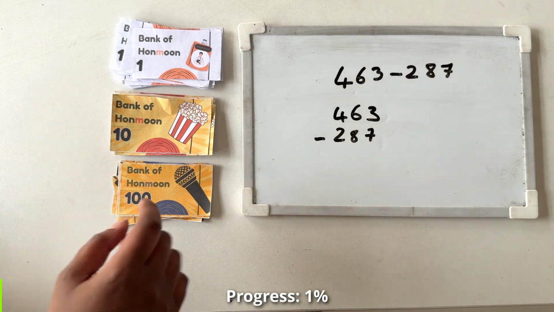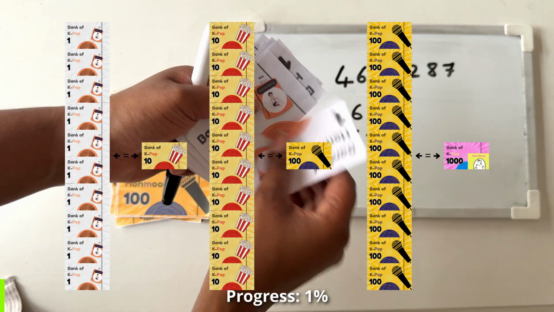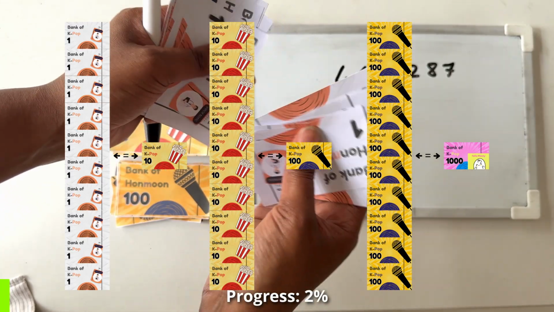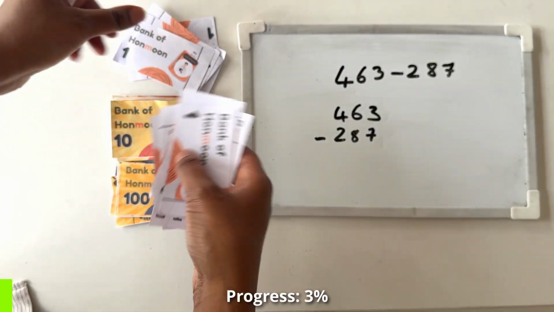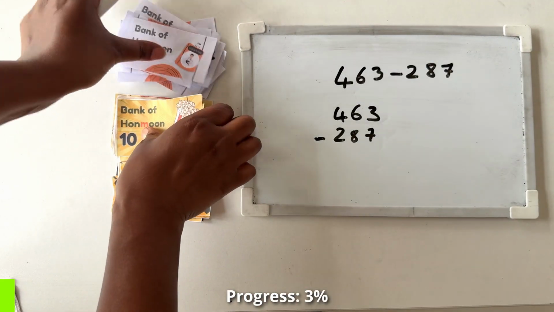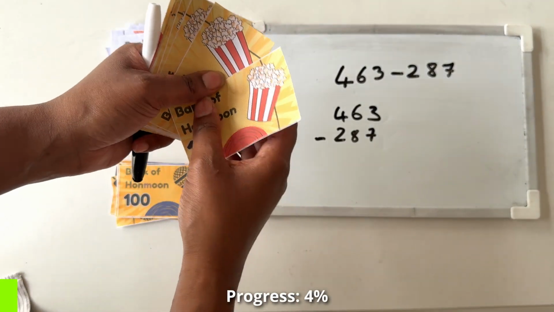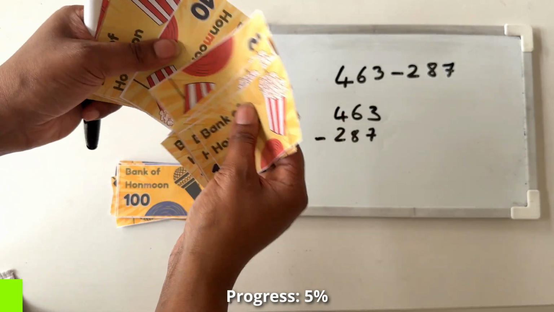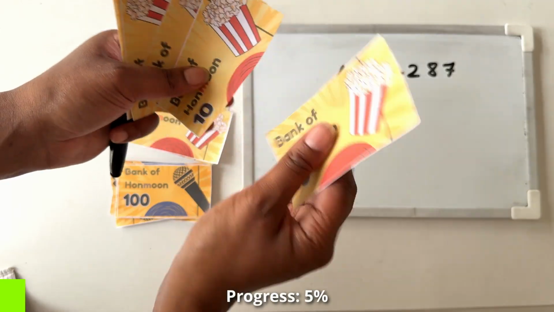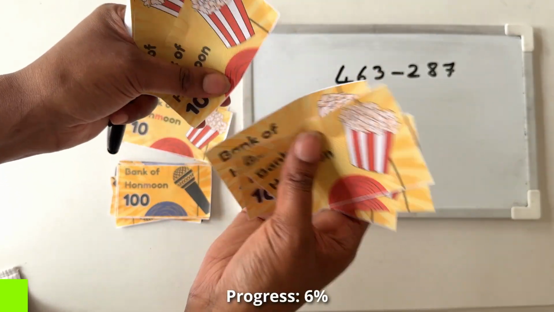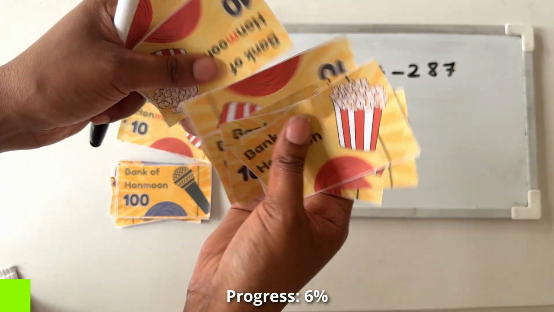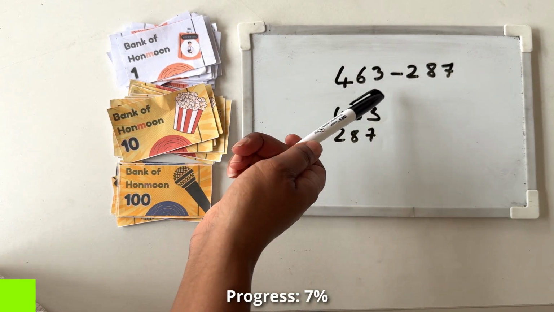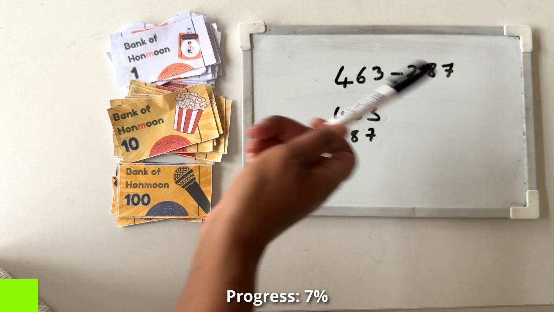Remember, 10 ones, 1, 2, 3, 4, 5, 6, 7, 8, 9, 10 equals 10, which is why we can regroup. 10 tens, 1, 2, 3, 4, 5, 6, 7, 8, 9, 10, is otherwise 10, 20, 30, 40, 50, 60, 70, 80, 90, 100. So let's go through our first example, 463 minus 287.